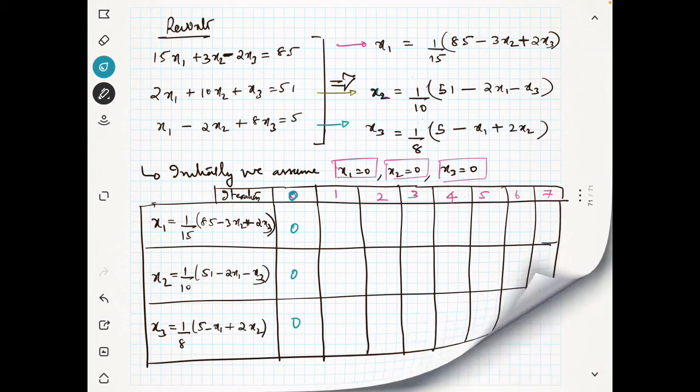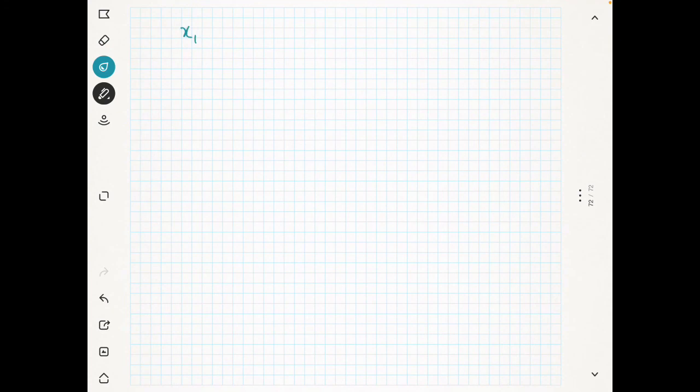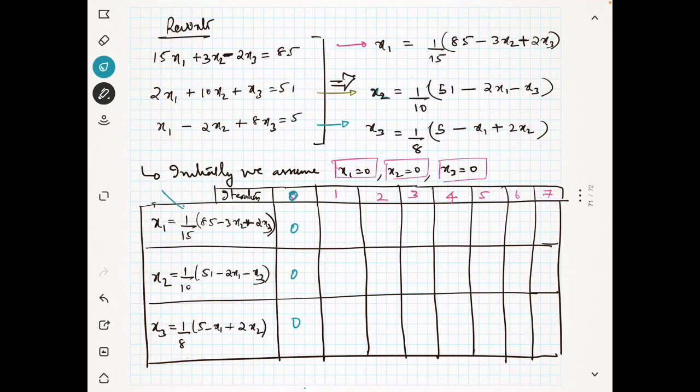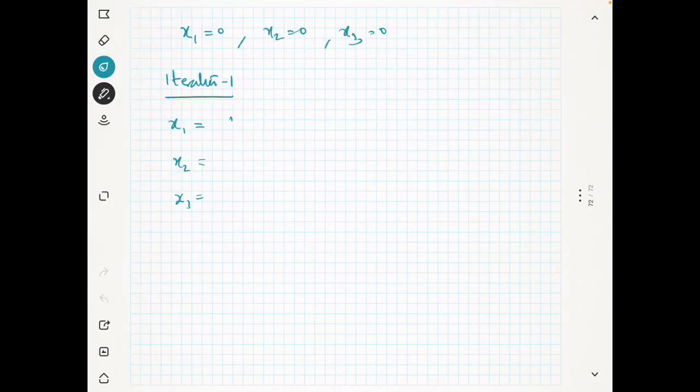I will use my x1 equal to 0, x2 equal to 0, x3 equal to 0. So for iteration 1 I am going to calculate how to get the next x1, x2 and x3. We have the equations, so we will use these equations here and calculate. So what is my x1? It is 1 by 15 into 85 minus 3x2 plus 2x3.